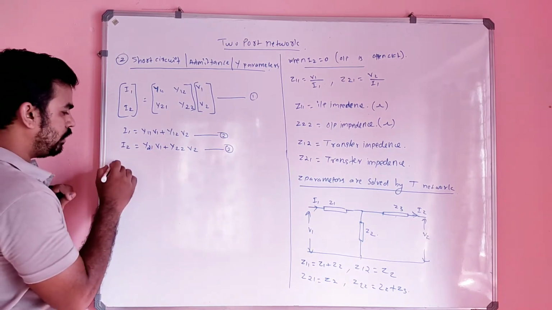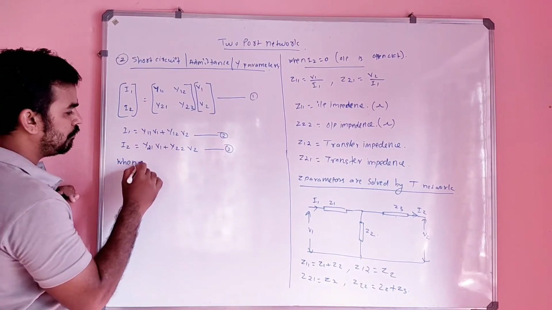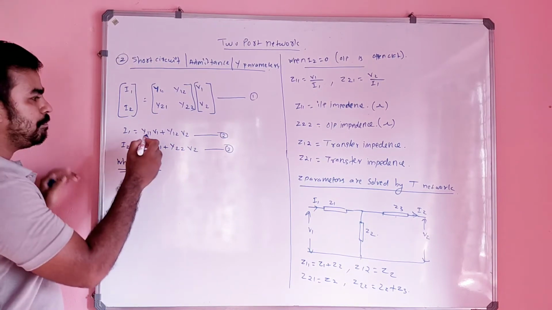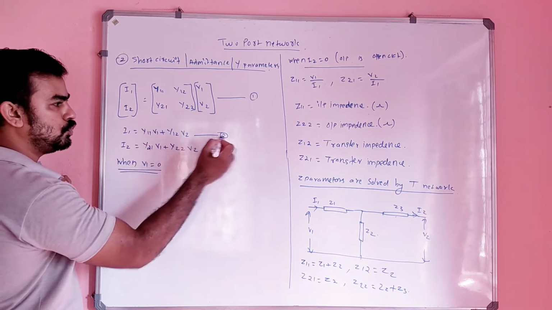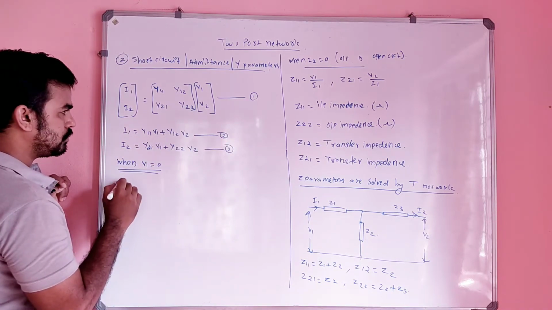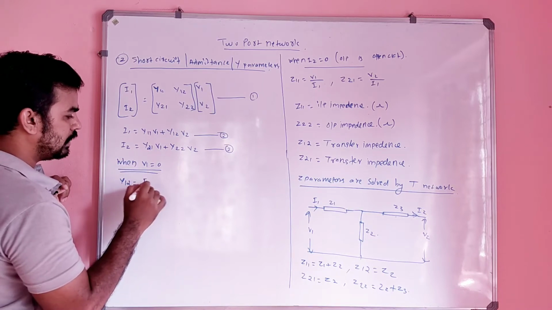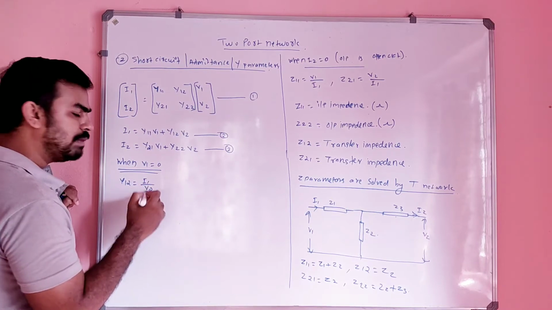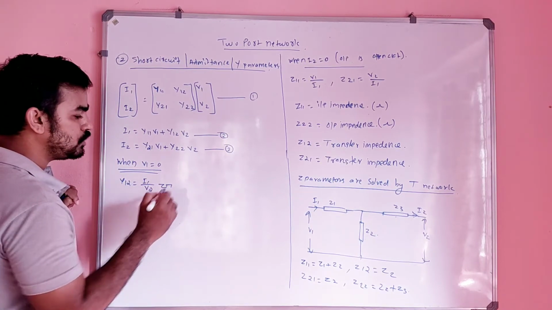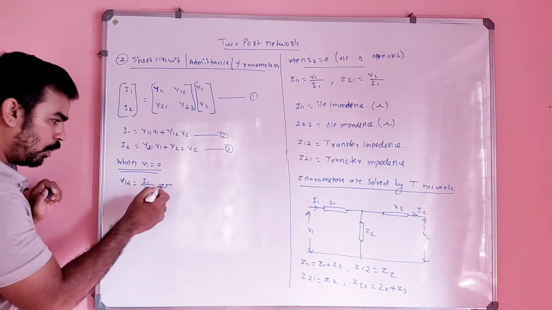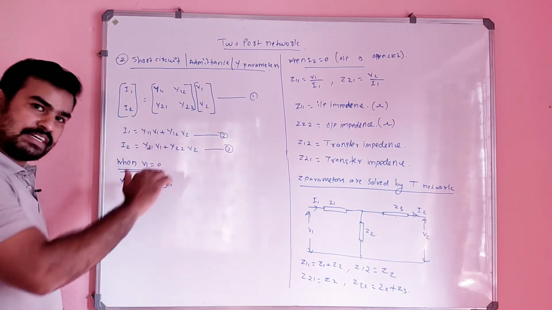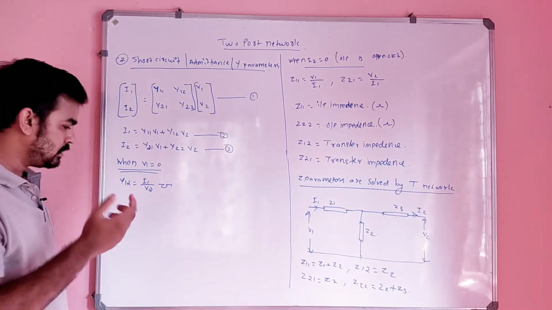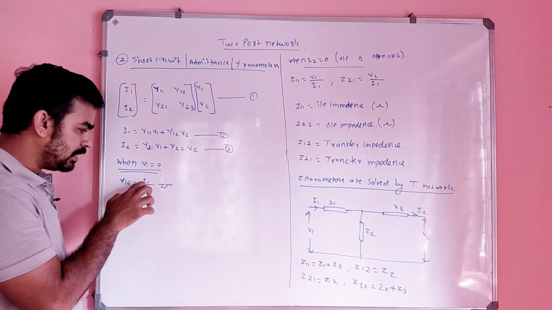When V1 equal to 0, what happens? From equation number 2, when V1 equal to 0, this Y12 will be equal to what? I1 by V2. What will be I by V? It is ohm raised to minus 1, or the inverted form of ohm, which is called mho. Ohm raised to minus 1. That is the admittance. Y is nothing but admittance. It is nothing but I by V.